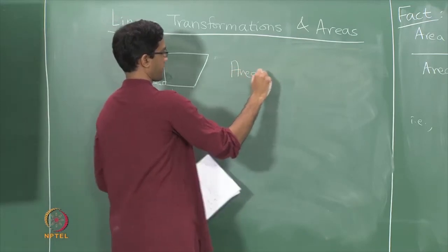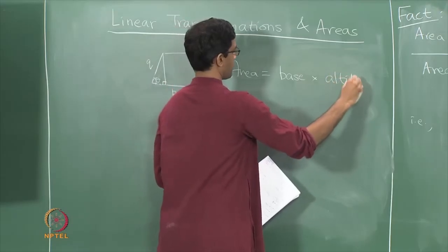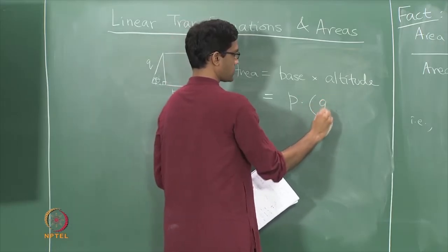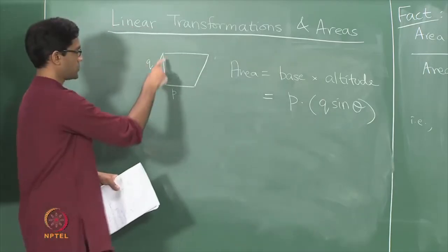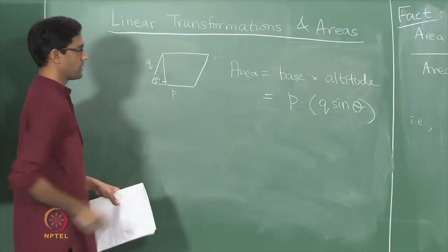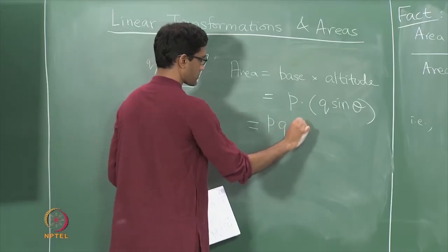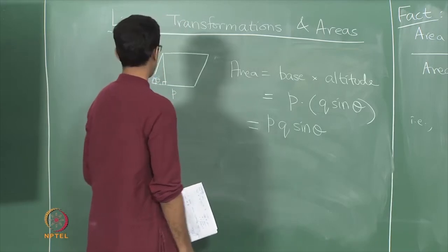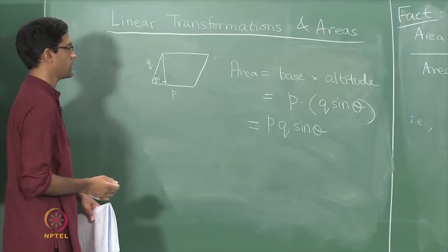So, area equals length of the base times altitude. So the base is just P, and the altitude, just by elementary trigonometry, is Q sin theta. Okay, so Q sin theta is this vertical line segment here, and so the area is P times Q times sin theta. Now, of course the angle theta here depends on what the angle is, something between 0 and 180 degrees.